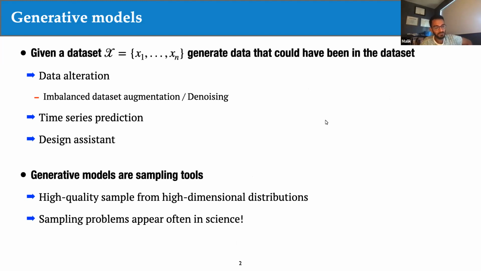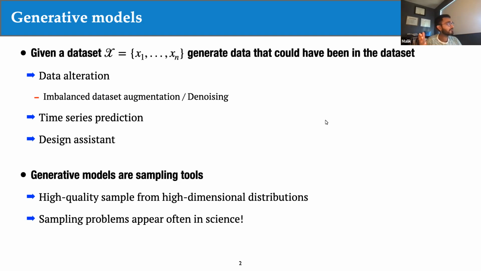So before I start, let me just give a quick definition of what generative models are. Given a data set x1 to xn, a generative model is going to be tasked with generating data that could have been in the data set. Said differently, the generative model is going to draw a sample of a distribution that is defined from a given data set.